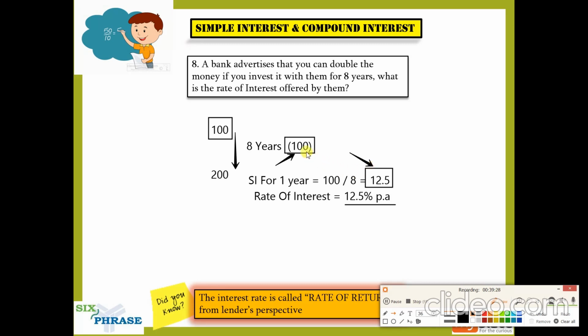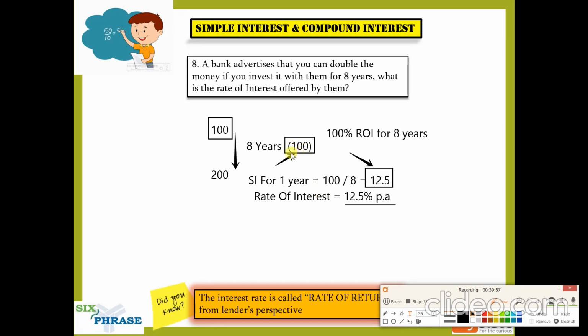If you take 100, you'll see 100 is 100 percentage of 100, right? So that 100 percentage is for 8 years. Okay, so you can also do it this way. You can take 100 percentage. What is 100 percentage? 100 percentage is the rate of interest for 8 years.